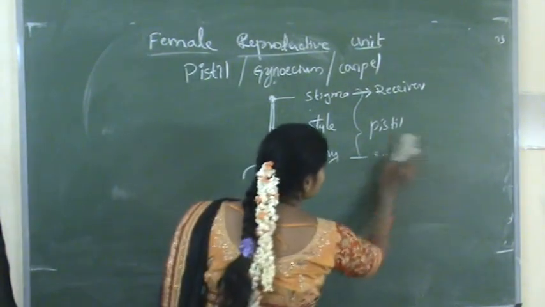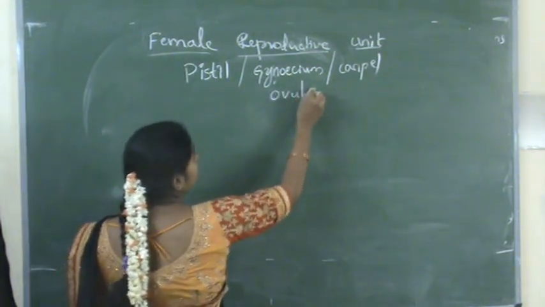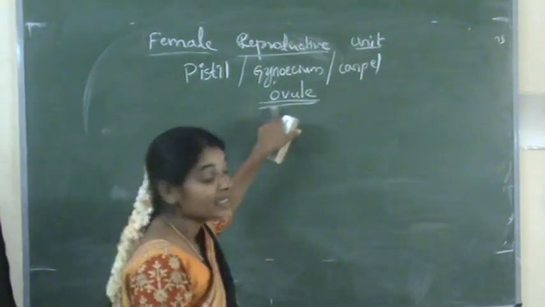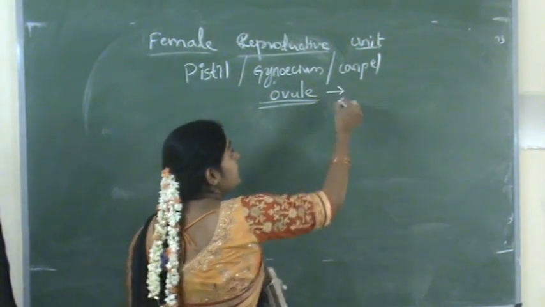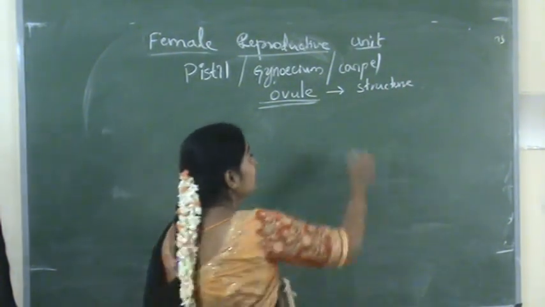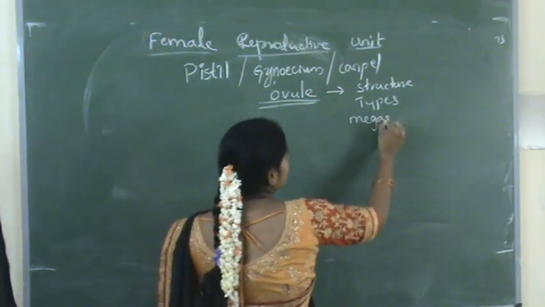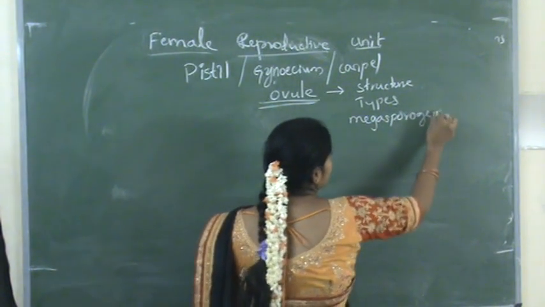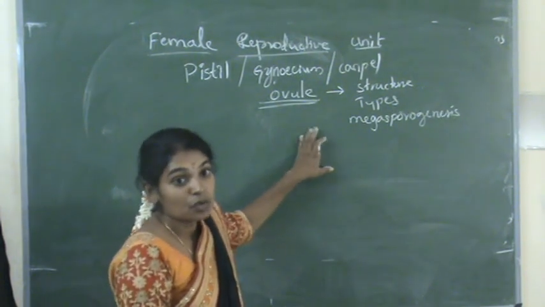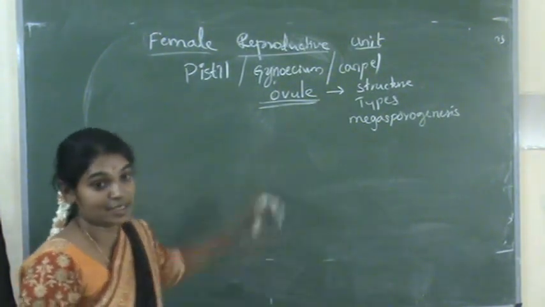So in the next class, we will study the ovule. The actual female reproductive unit is the ovule. We will study the structure of ovule, then types of ovules and megasporogenesis, that is, how the embryo sac is formed and how the egg is formed in the ovule. These are topics we will discuss in the next session.